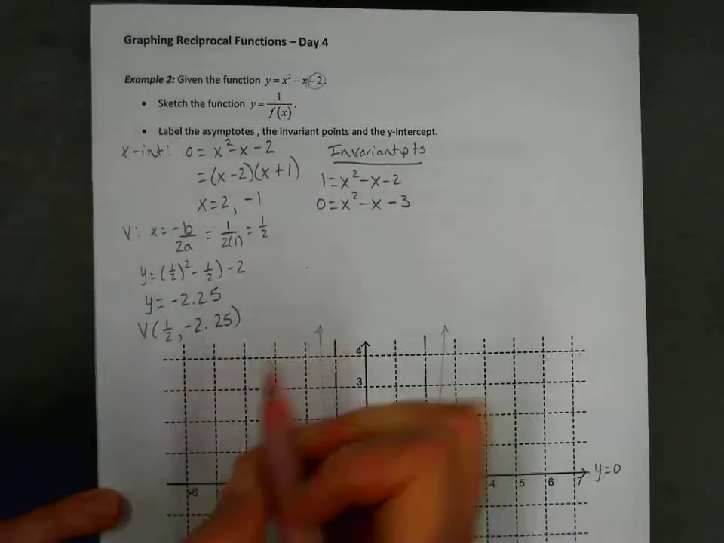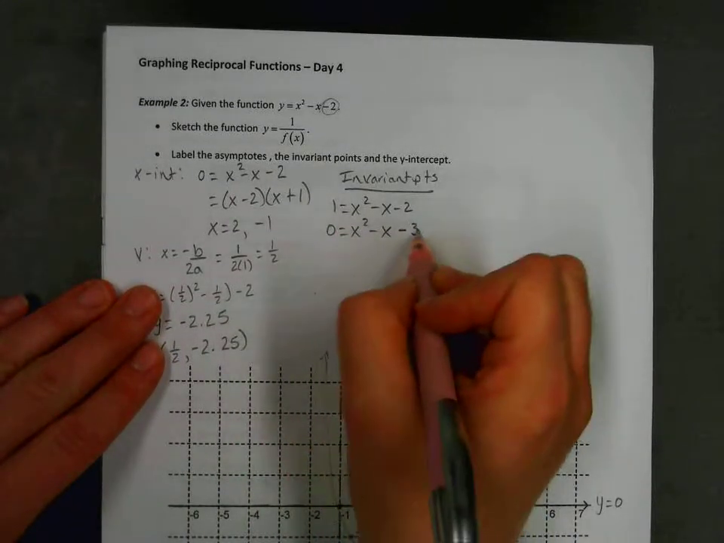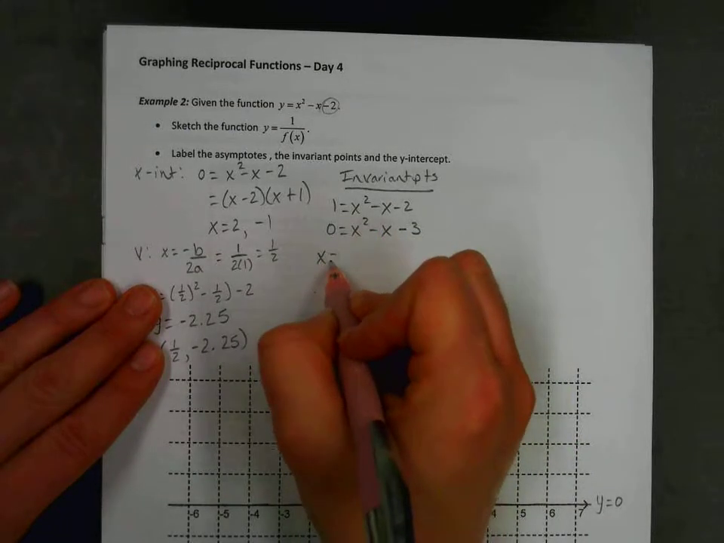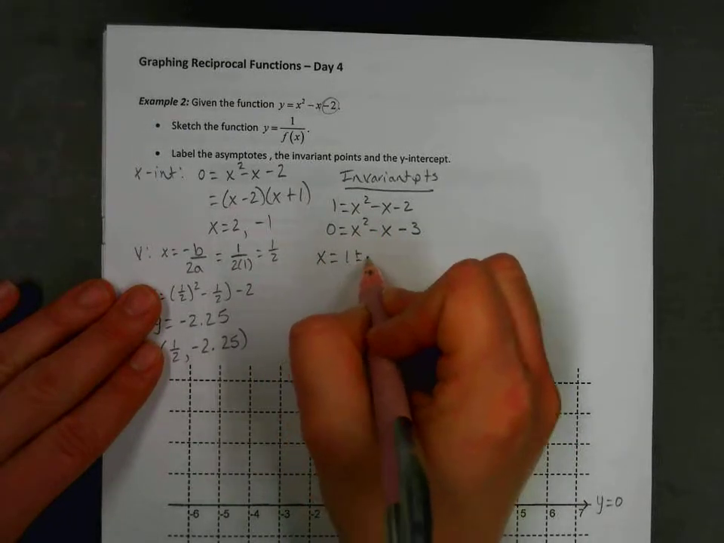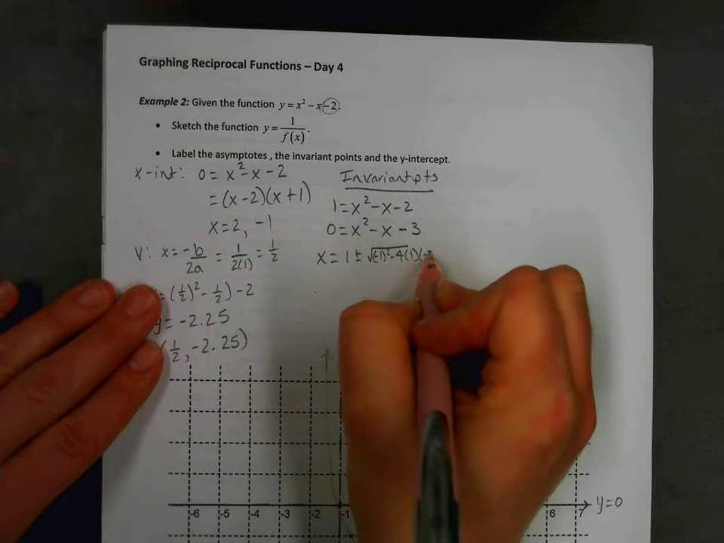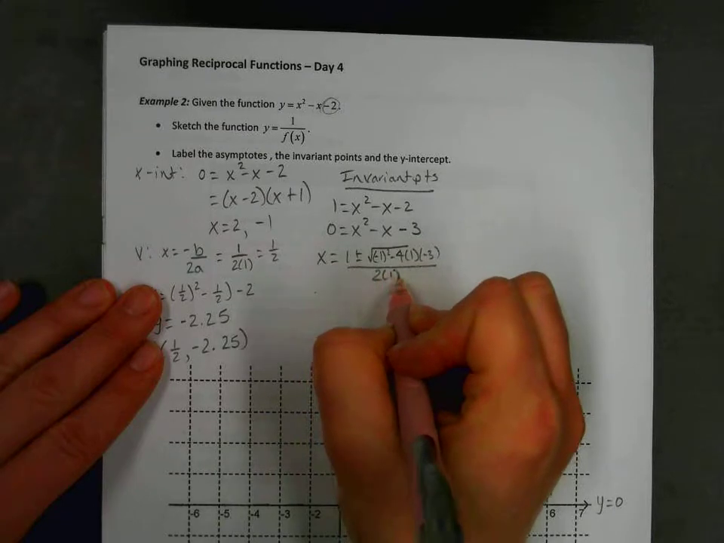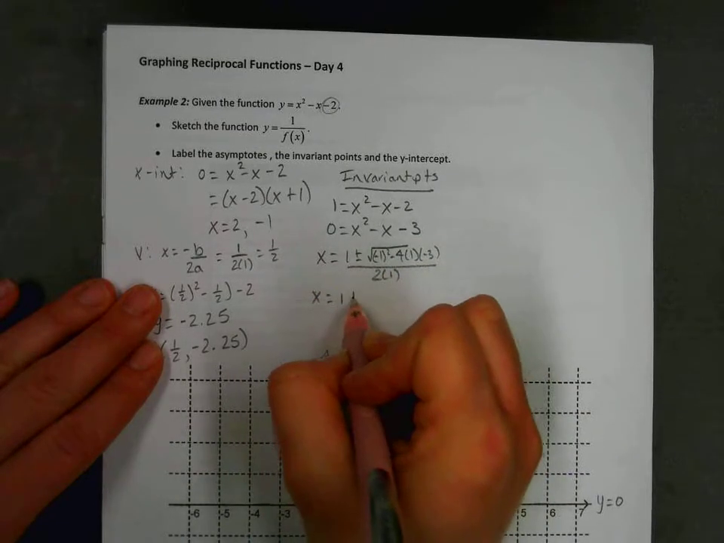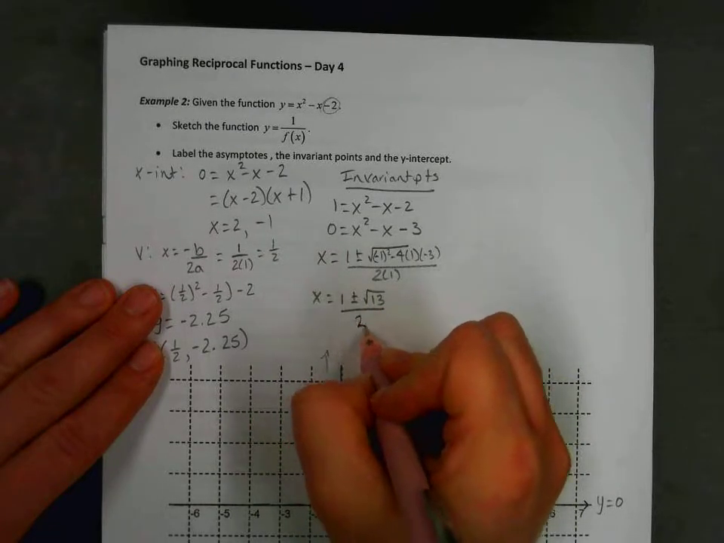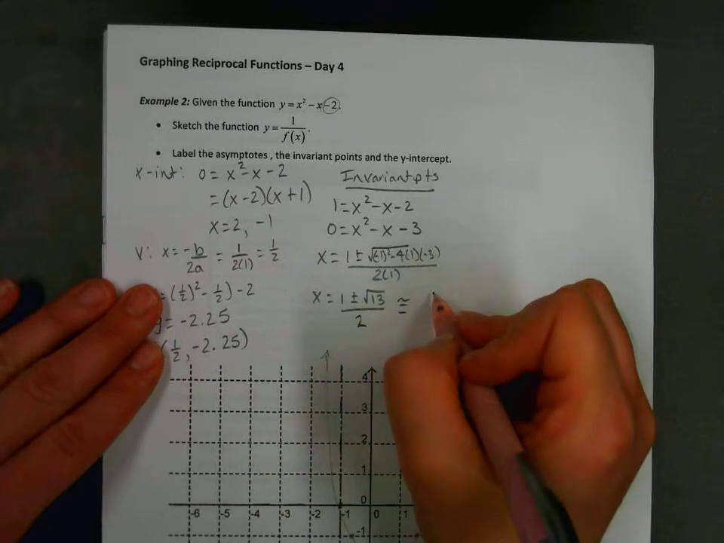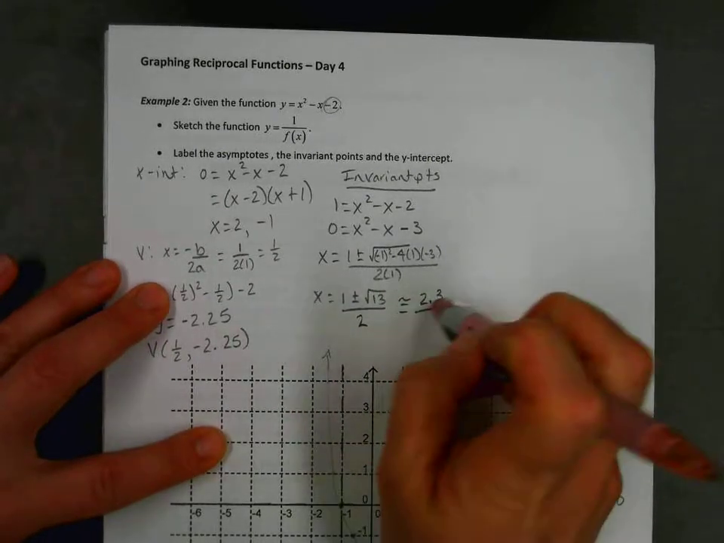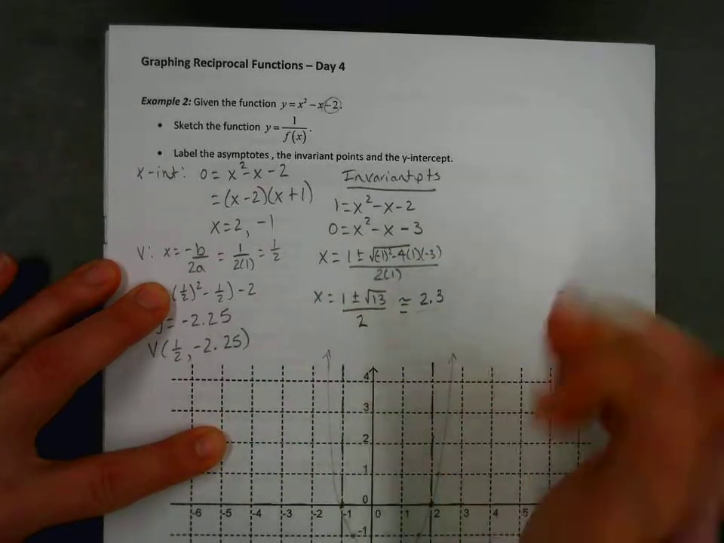This is going to be a minus 3. So when I substitute this value into the quadratic formula, because it cannot be factored, I'm going to get the following. So x is equal to 1 plus or minus root 13, all divided by 2. If you were to evaluate this to get an approximation, we get approximately 2.3 and -1.3.